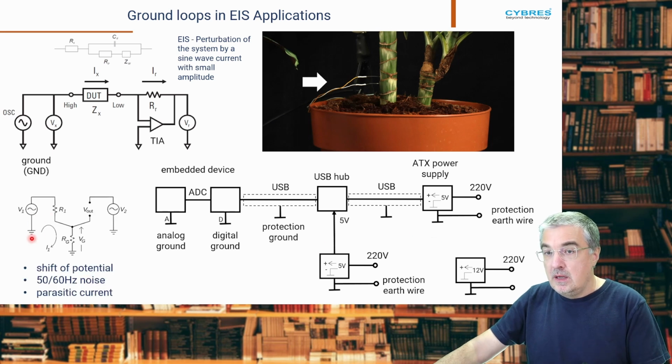And then what is in fact happening? You have different grounds here, and you have a current flowing between different grounds. It means the name of this issue is ground loops, exactly because of multiple grounds in your system with multiple power supplies. So one immediate consequence of these ground loops is a shift of potential.